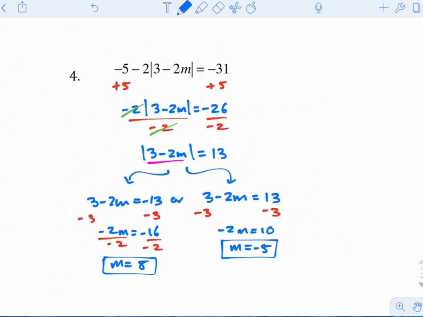Per usual, let's do a quick check. If m were equal to 8, 3 minus 16 is negative 13, whose absolute value is positive 13. 2 times positive 13 is 26. Negative 5 minus 26 is negative 31. If m were negative 5, then 2m would be negative 10. 3 minus negative 10 is 13, and then everything would proceed as normal. So yes, these both check out. Always a good idea to check your answer.